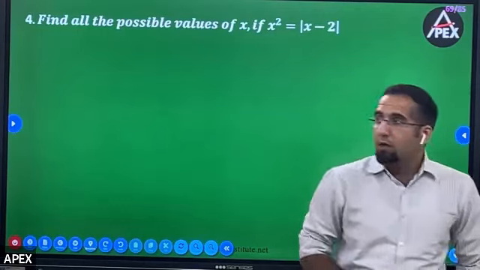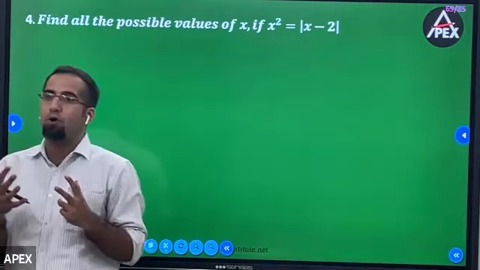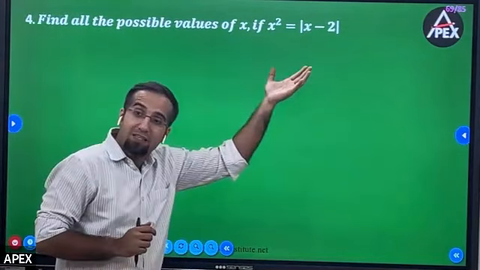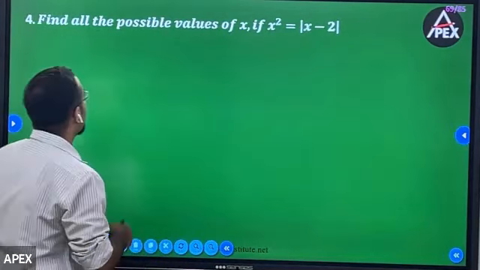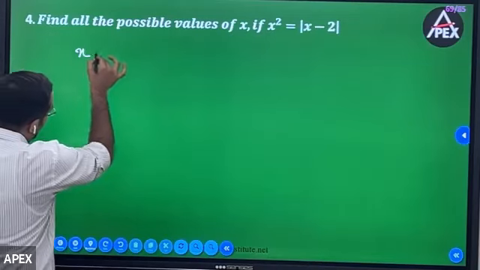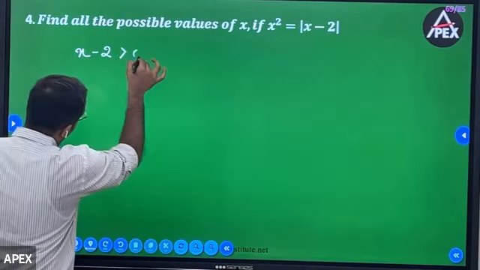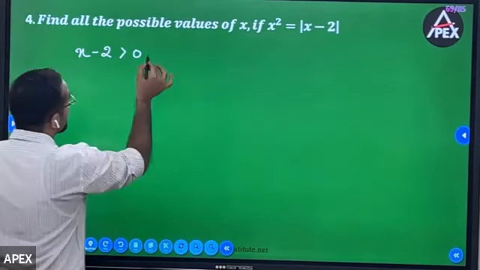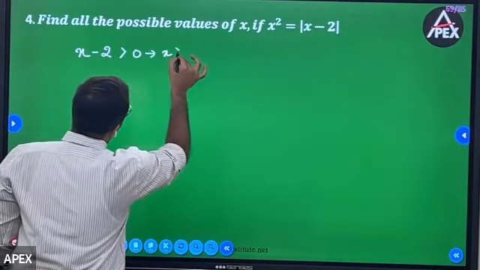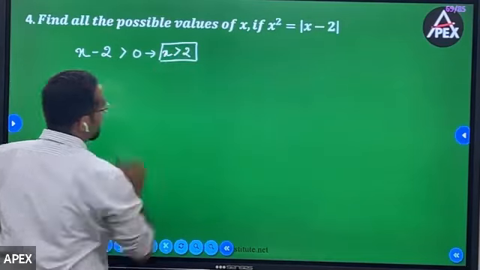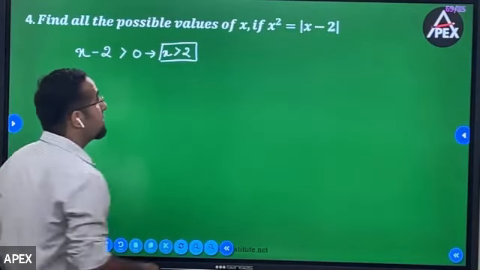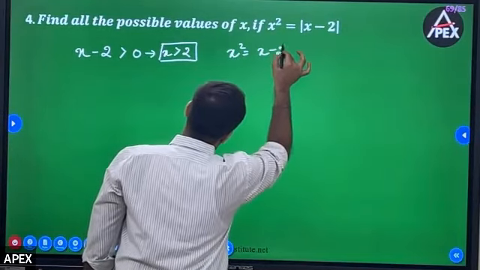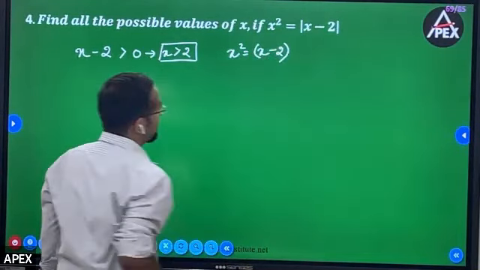So again the same concept: anything within the mod has to be positive, or anything within the mod has to be negative. So what is within the mod? I have x minus 2 within the mod. So I'll start with the underlying mathematical way. If x minus 2 is greater than 0, which means my final value of x has to be greater than 2. If this is the case, then I would write x square is equal to just as it is, x minus 2.